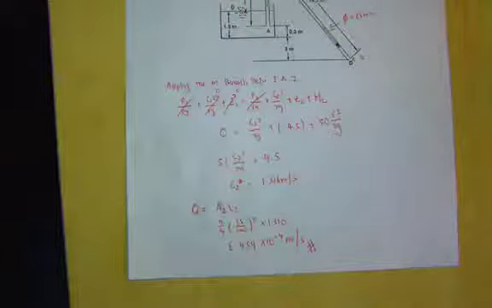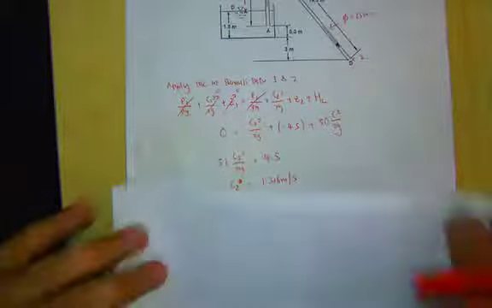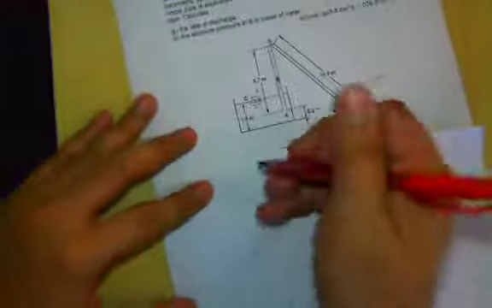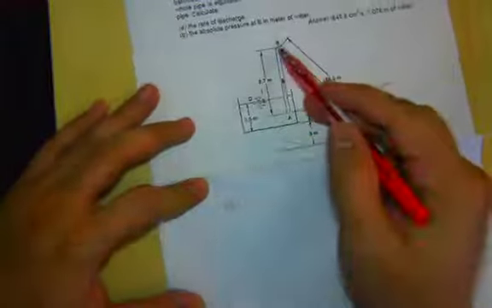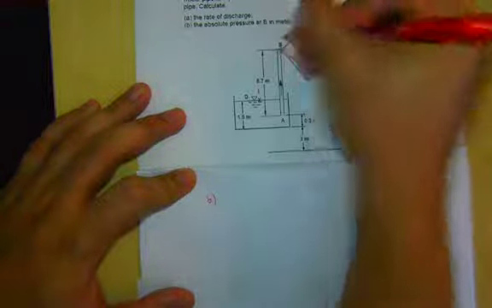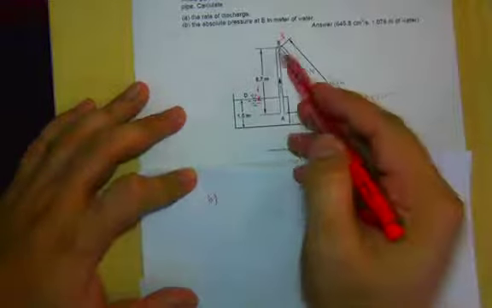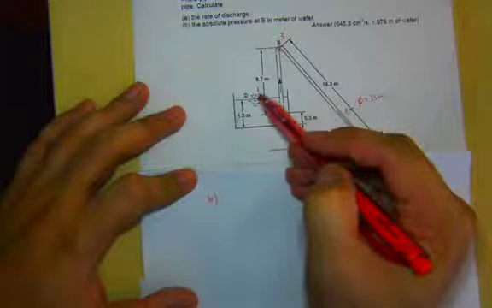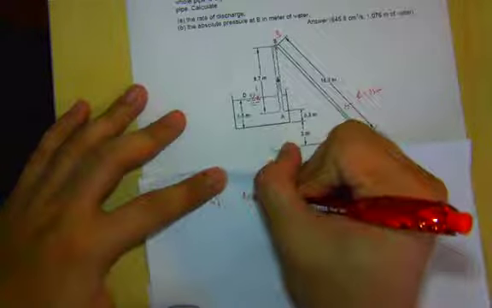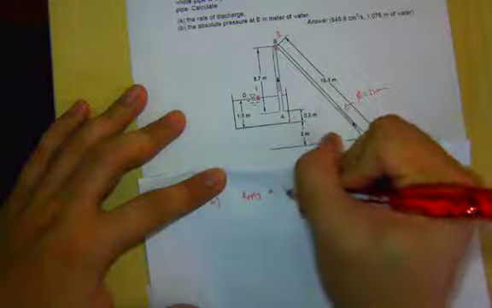Not done yet. We still need to find the discharge, which is Q, which will be A2C2. So pi over 4, 25 over 1000 squared, times 1.316. From here you can get, in terms of SI unit, 6.459 times 10 to the power minus 4 meters per second. So this is the discharge.